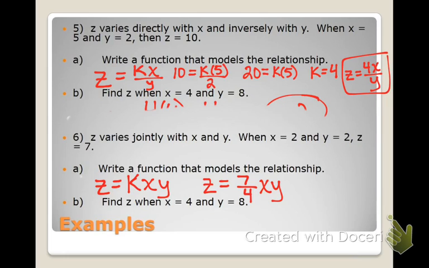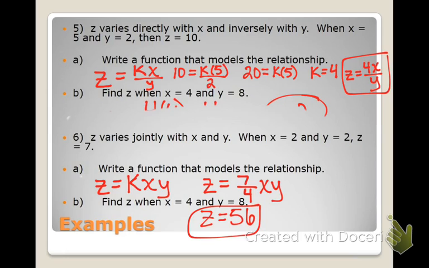So with that in mind, if you got A correct, then hopefully you also got B correct. Can anyone tell me what they got for z on part B? I agree with those of you saying 56. Z equals 56.